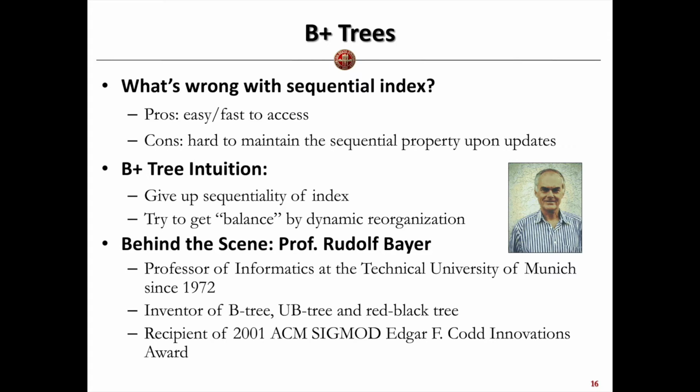Therefore, because of these problems, we have to propose a new data structure to maintain these index tables, which is called the B plus tree. The B plus tree intuition is to give up the sequentiality of the index and also try to get a balance of these dynamic organizations of the indexed entries as we run in the system to do the updates of the tables.